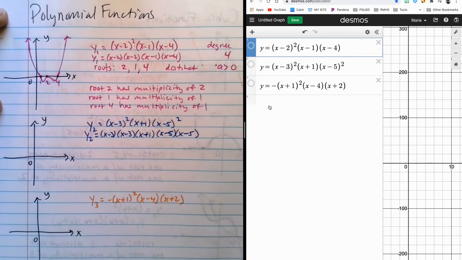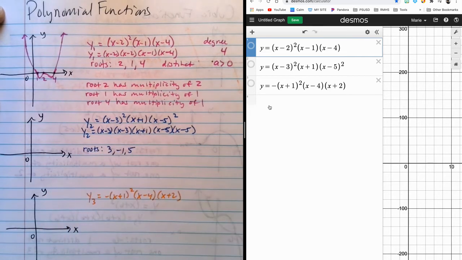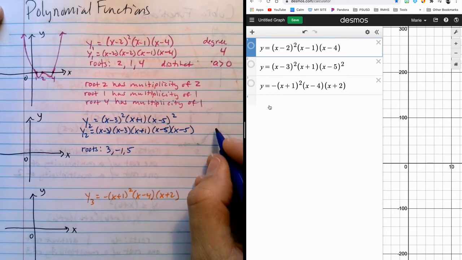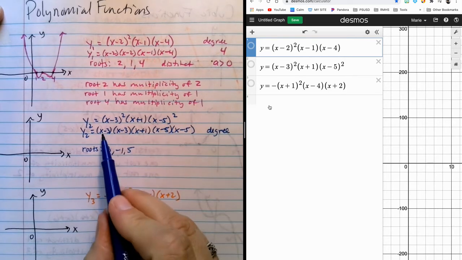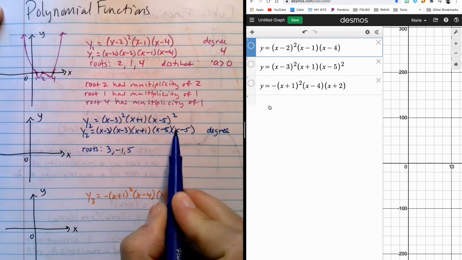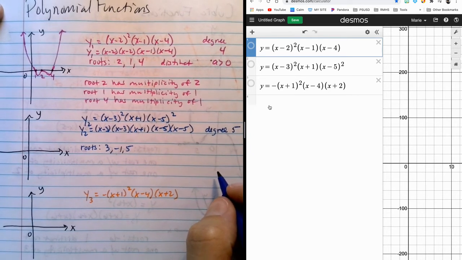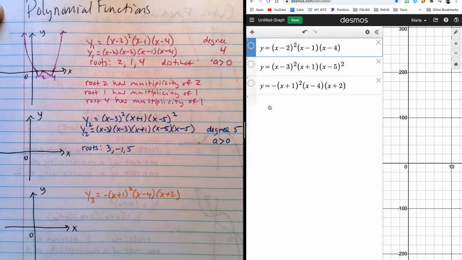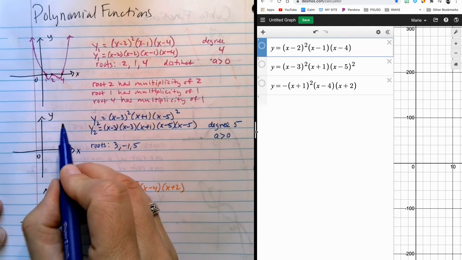Now let's determine the roots, which are the x-intercepts. Notice I have 3 of them. So I have 3 distinct roots. What is the degree of this polynomial? Well, count the x's. 1, 2, 3, 4, 5. And is the a value positive or negative? Well, the leading value is positive. So if the degree is odd and our a value is positive, then we know our end behavior is going to be opposite and in some kind of direction like this.